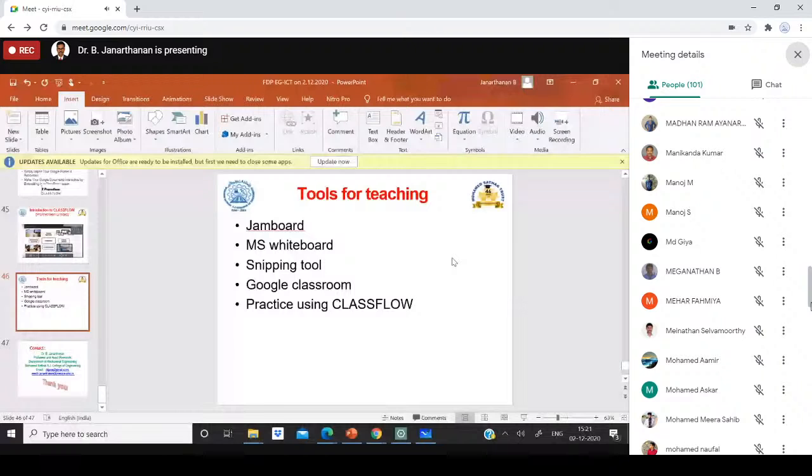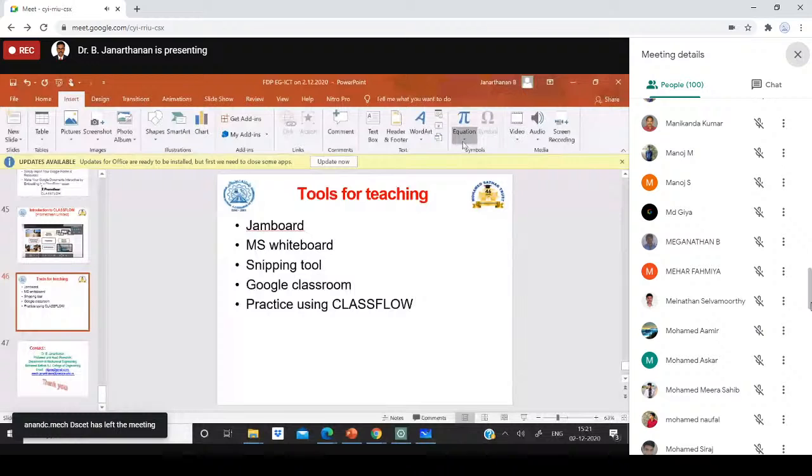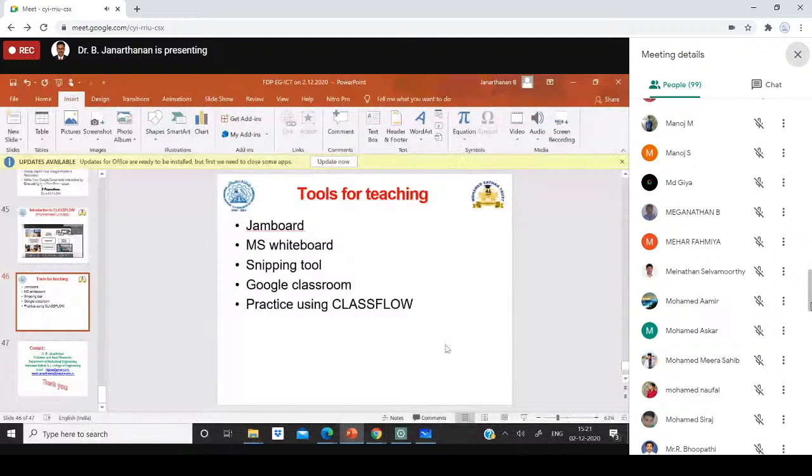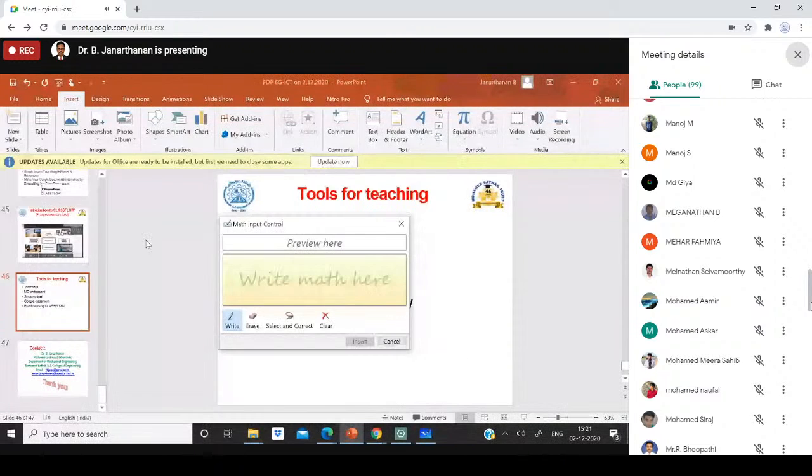Yes, sir. Okay. So this pen can be used for inserting equations also. See, there is an option in Microsoft PowerPoint, the equation. You can use this equation editor, or you can go for ink equation. Then this thing will come like this. Now you can write with this tablet. If I write, it will be instantly converted into the equation.